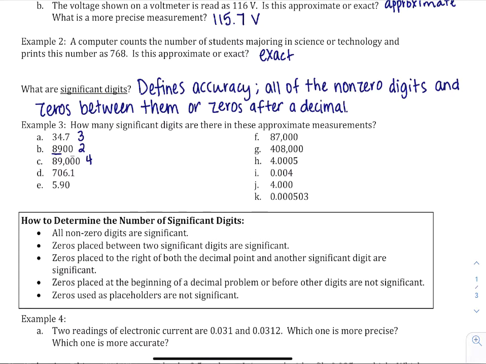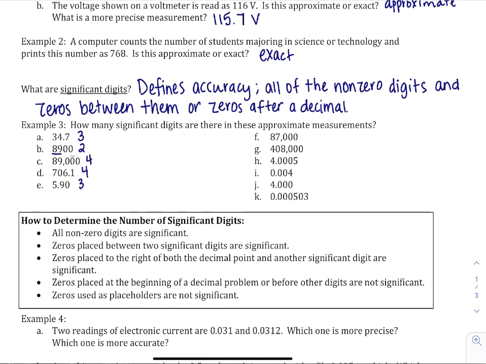Letter D, you'll notice here that there is a 0, but it's between 2 non-zero digits. So that one is counted. And so in this case, we have 4 significant digits. Part E, we have 5.90. Since that last 0 is after a decimal, it will always be included in significant digits. So there are 3.